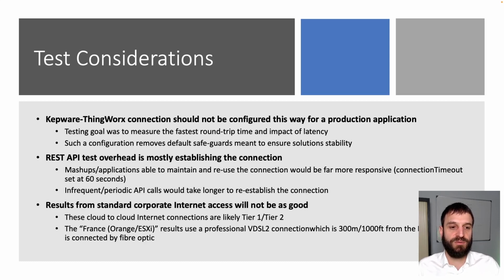REST API test overhead is mostly on establishing the connection. We didn't really look at that within the JMeter, but because I have Keep Alive turned off, it's reestablishing the connection every time. And most of the time, around 70% of the overall time, was just to establish the connection. And that is a configurable value in Tomcat, the connection timeout, that's defaulting to 60 seconds. So, if you think about a sporadic API call that might happen every once in a while, you're going to have to establish the connection each time.